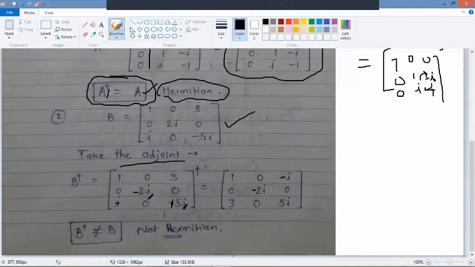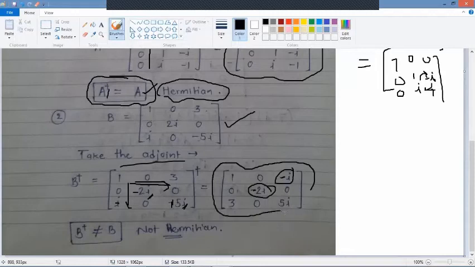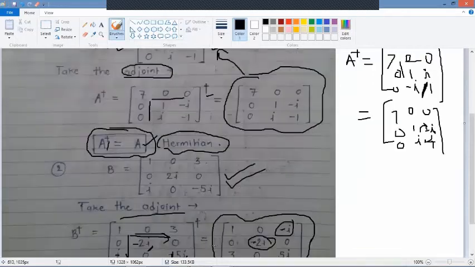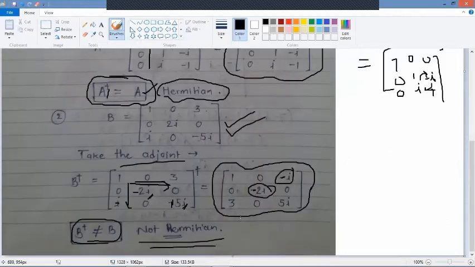After that, we have to do the transpose of this, row into column and column into row. So after this we have this minus sign here and this minus sign here. So this is the matrix I got here. This is not the same as the original. So the Hermiticity condition is not satisfied here, so this is not Hermitian. I hope you understand this well.